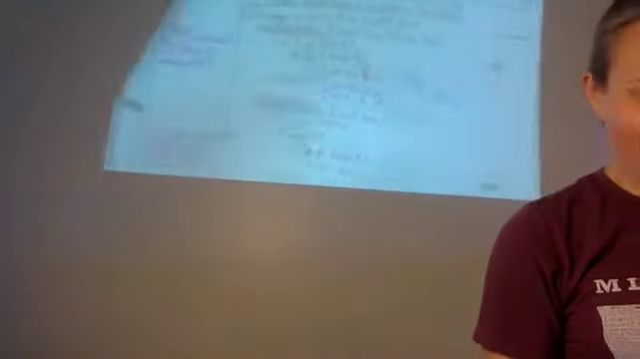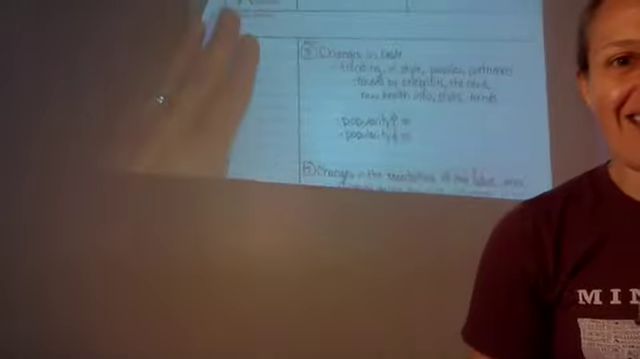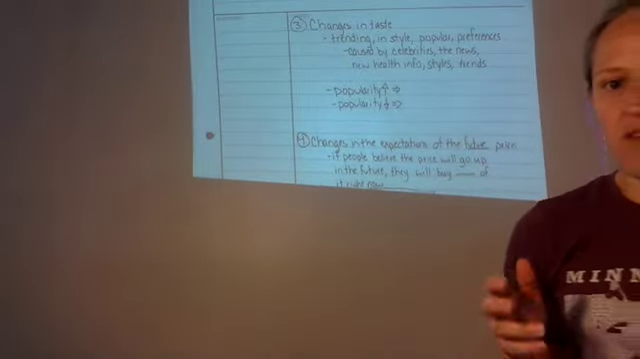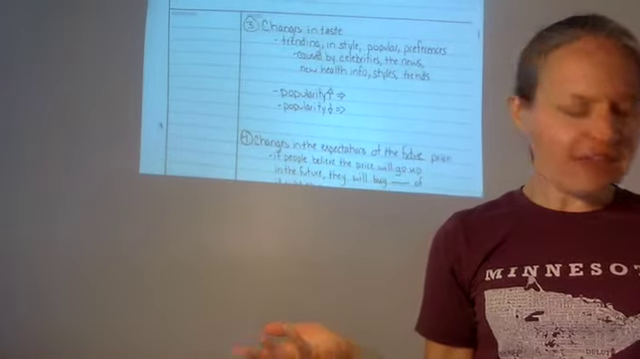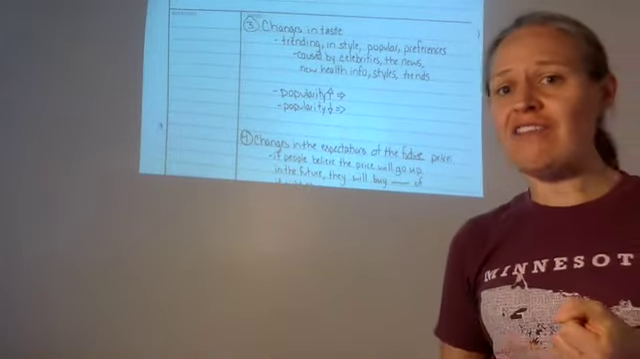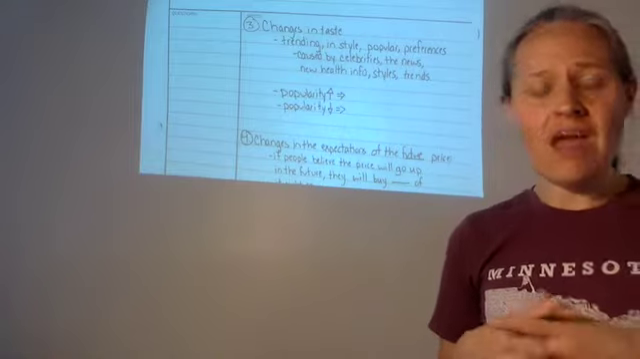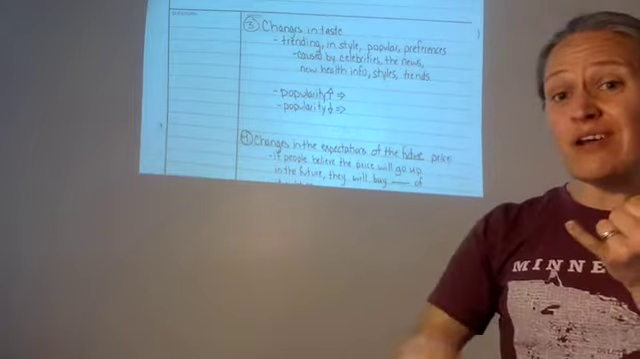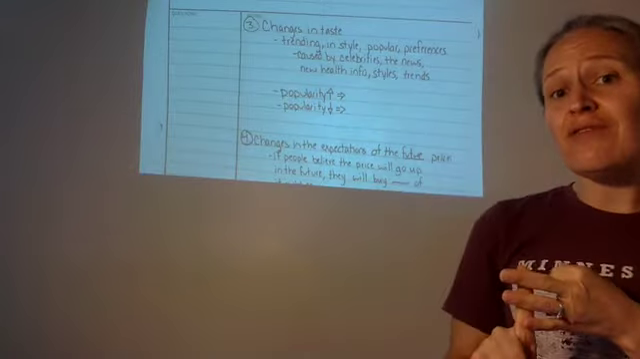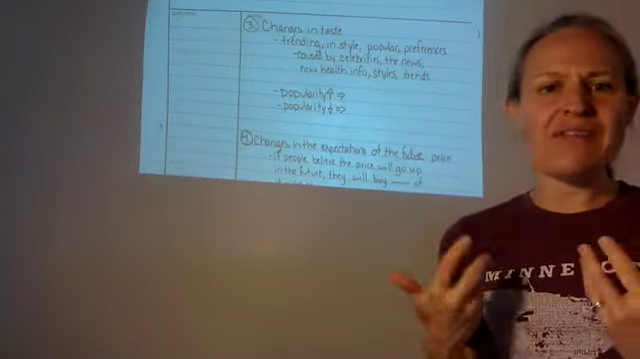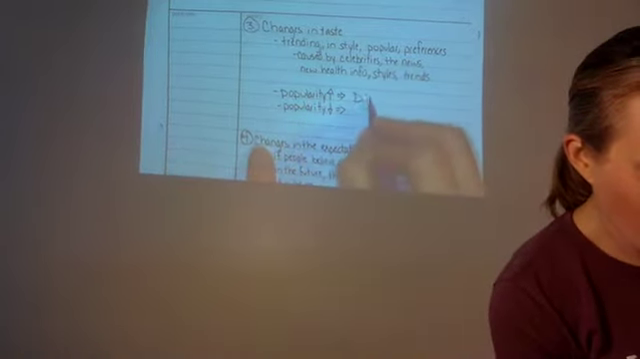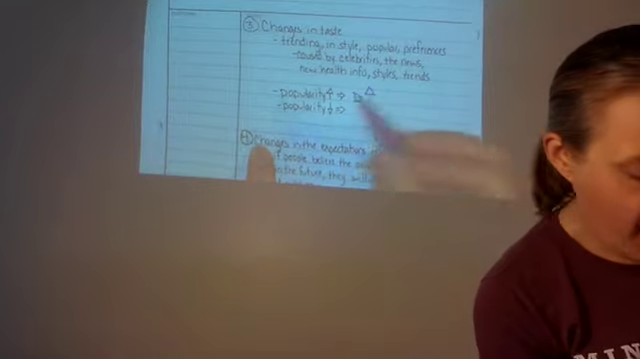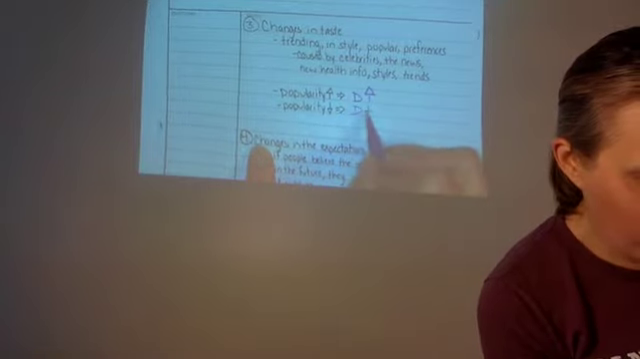All right, moving on to our next page, last page, page 7. Changes in taste. This is kind of the most obvious one. That's like things that are trending, things that are in style, things that are popular, preferences. And this can be caused by celebrities. It can be caused by the news, new health info, styles, trends, all of that kind of stuff. So if things become more popular, therefore demand will go up. More people will buy it. And when things become less popular, demand will go down.